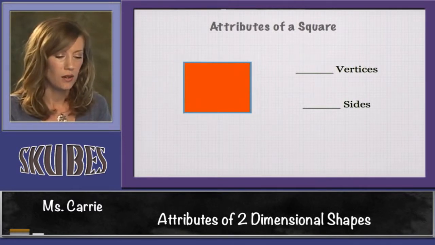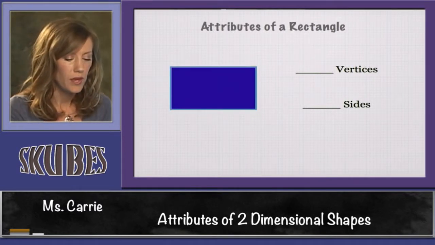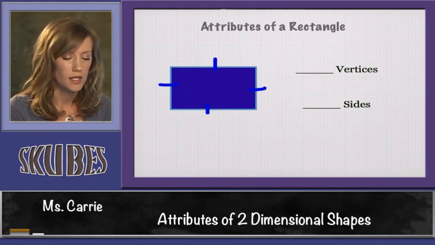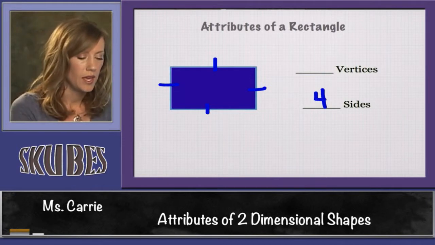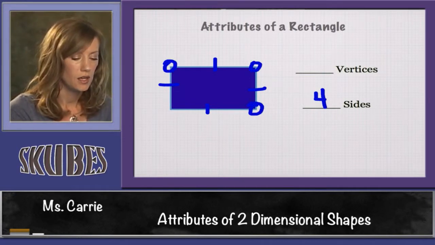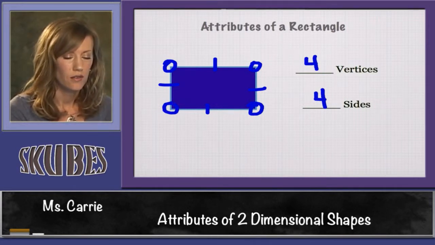Now let's take a look at a rectangle. We have 1, 2, 3, 4 sides. And we have 1, 2, 3, 4 vertices.